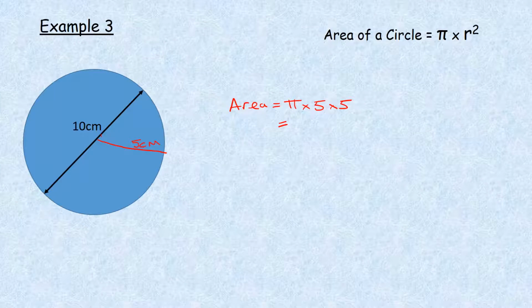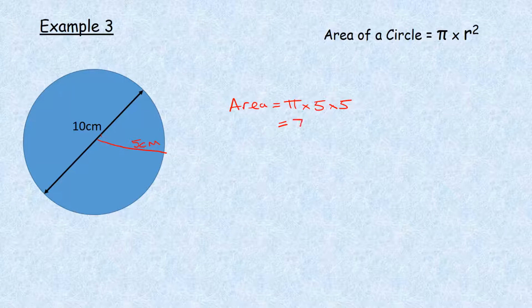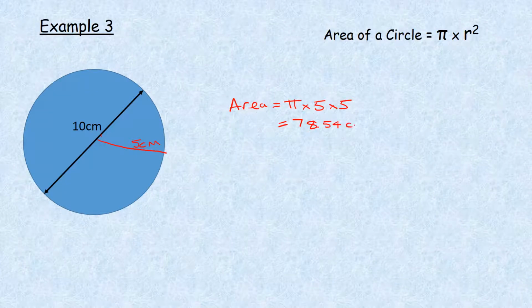So I put that into my calculator and I end up with 25 pi. Pressing my SD button, I'll end up with an area of 78.54 centimeters squared.